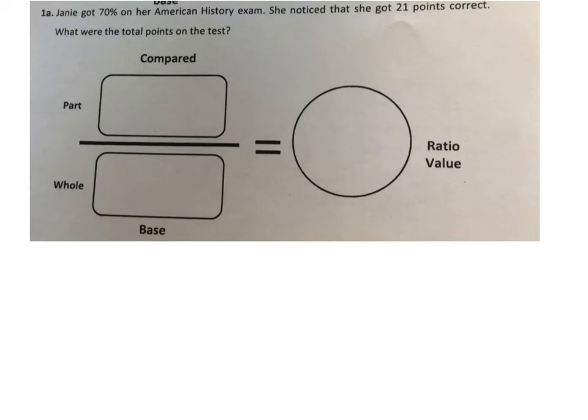Next question says Janie got 70% on her American history exam. She noticed she got 21 points correct. What were the total points on the test? So right away I found my ratio value. Right there when I see my percent, I know that's going to go in my circle. So she got 70%. We are not going to go on until we label it.